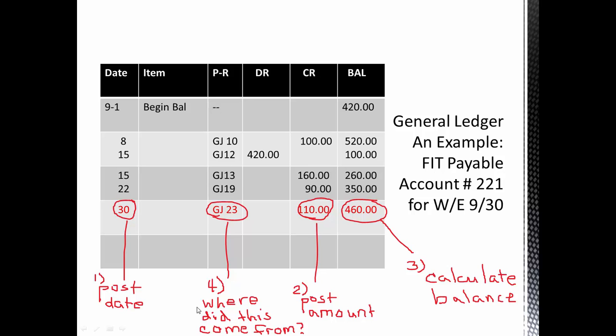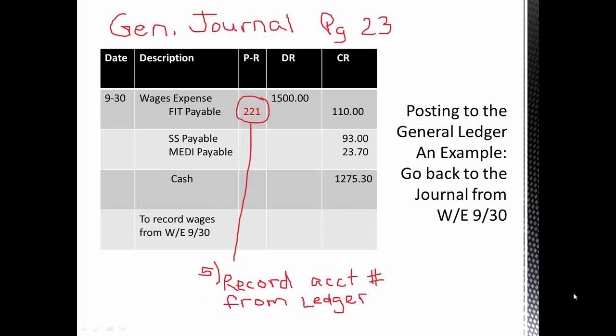The fourth step is to say, where did this information come from that I just posted and copied? It came from the General Journal, page 23. Finally, my fifth step is to go back to that original journal entry that I made on page 23, and I post in that, yes, I posted this FIT payable of $110 credit to the account number 221. Now, of course, you would have to post all the rest of these numbers into their respective accounts.